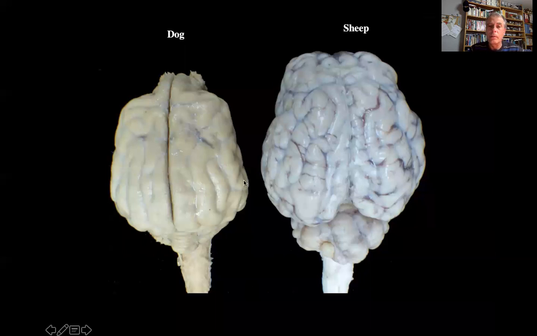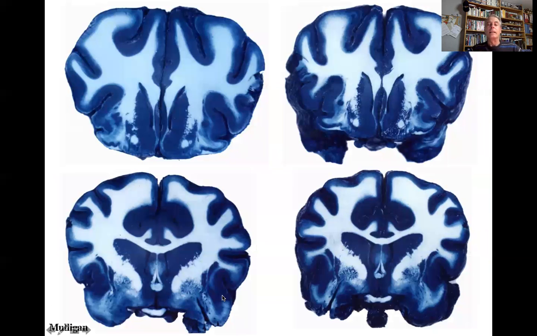So this is to compare. This is the encephalon of a dog, and this is the encephalon of a sheep. Look at the differences between them, okay? Right. Let's have a look at transverse sections.